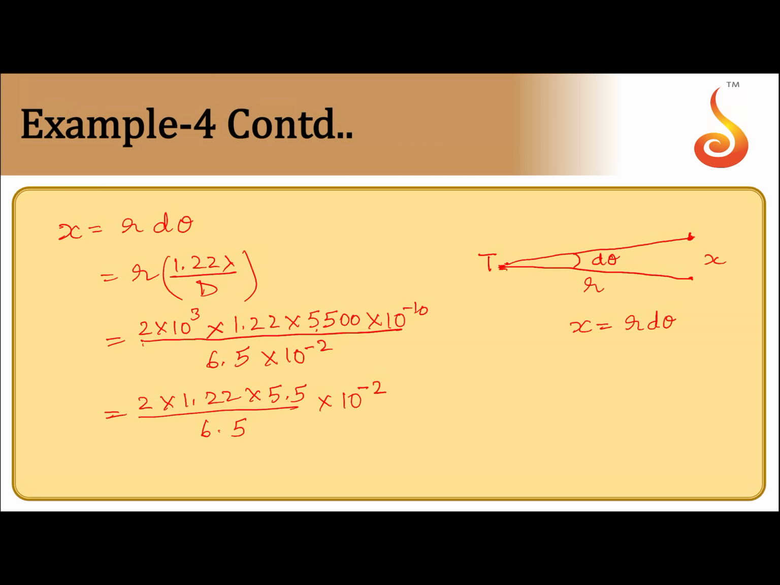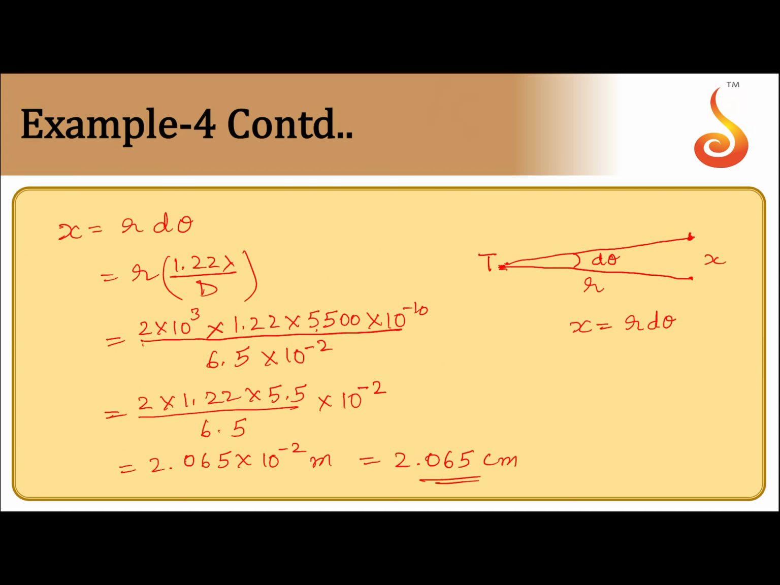So first simplify the 10 powers and then simplify the rest. So what do you get? 2 into 1.22 into 5.5 divided by 6.5. That turns out to be 2.065 into 10 power minus 2 meter. That is nothing but 2.065 centimeter.